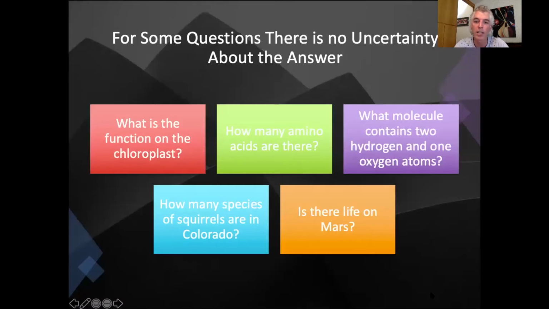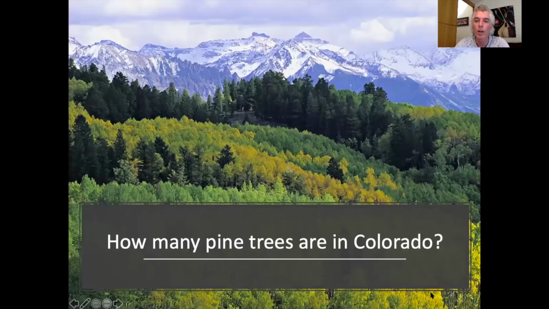Now, not all scientific questions involve some uncertainty about the answer. For example, what is the function of the chloroplast? Or how many amino acids are there? What do you get when you squish together two hydrogen atoms and one oxygen atom? How many species of squirrels are there in Colorado, or is there life on Mars? These are all scientific questions that, although we might not know the answer to them, or maybe science doesn't even yet know the answer to some of these questions, but once we know the answer, we will know it with some certainty. But there are some questions for which we can never really know the answer with complete certainty.